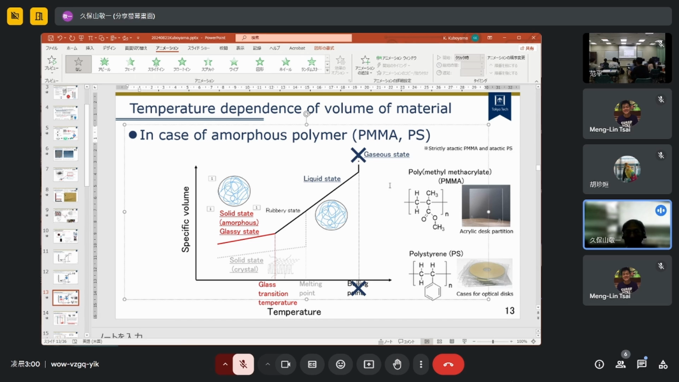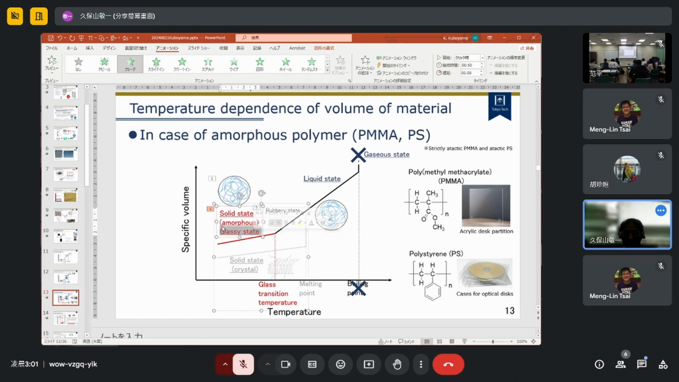So you should remember that some polymers can crystallize, but some polymers cannot take a crystal phase; they are amorphous. The structure is totally amorphous. But when you cool down the polymer, the thermal fluctuation becomes lower. So at the glass transition temperature, it becomes almost a solid state. That is called the glassy state.